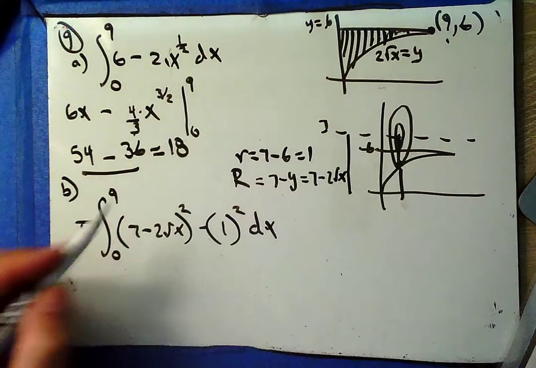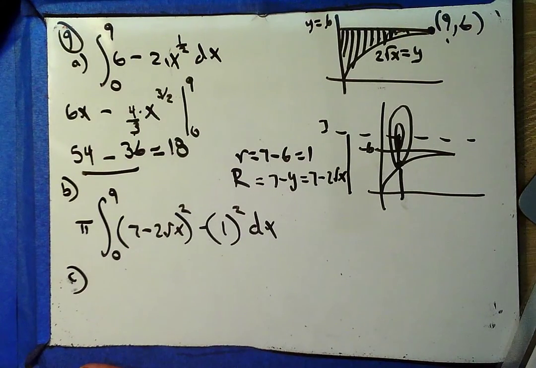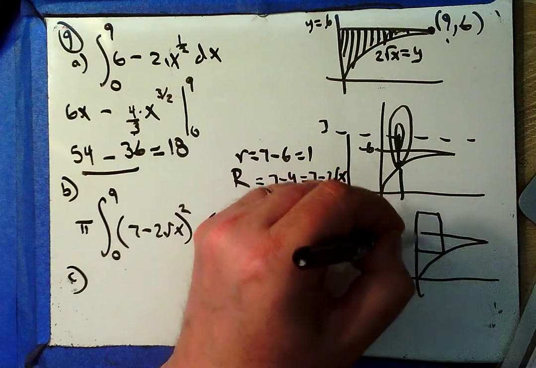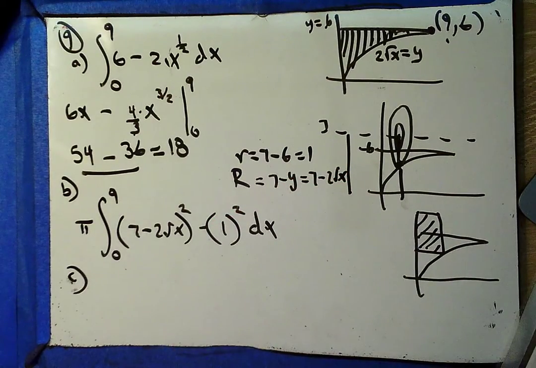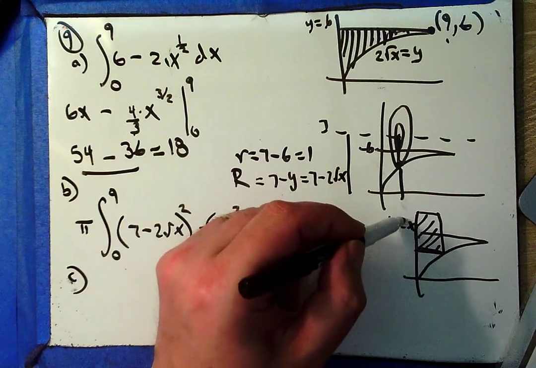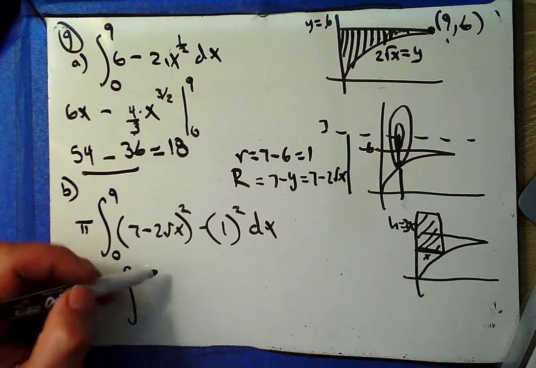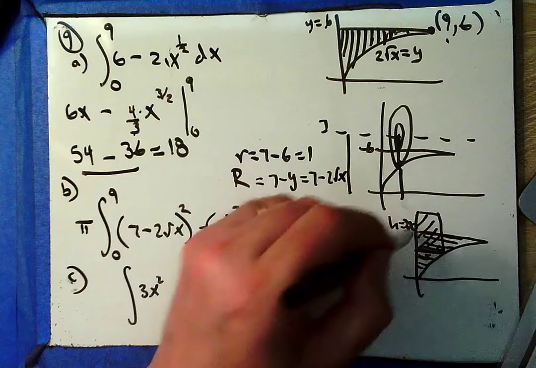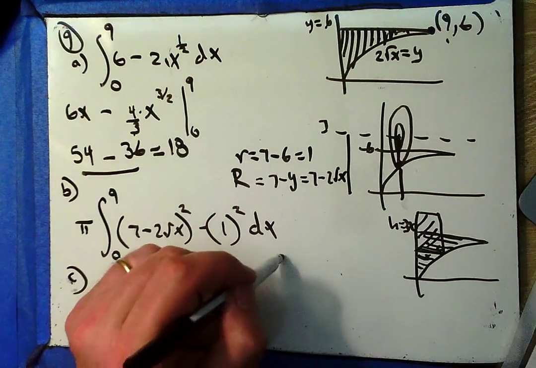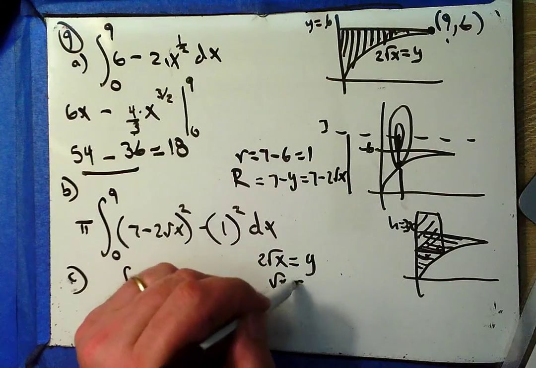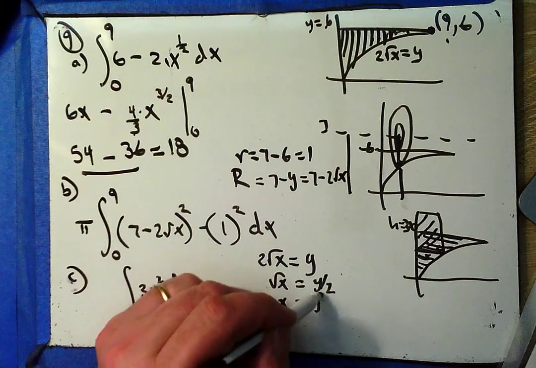Yeah, that's it. Part C, they say cross sections taken perpendicular to the y-axis, so they look like this, where the height equals 3 times this base is x, so the height is 3x, and this is x. So I would have 3x squared here, but I'm integrating this way, so I need everything in terms of y's. Well, I know that 2 root x is equal to y, so root x is y over 2, and x would be y squared over 4.